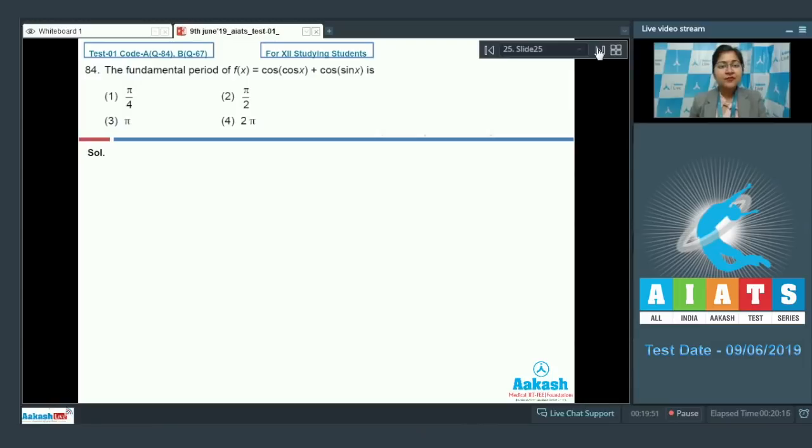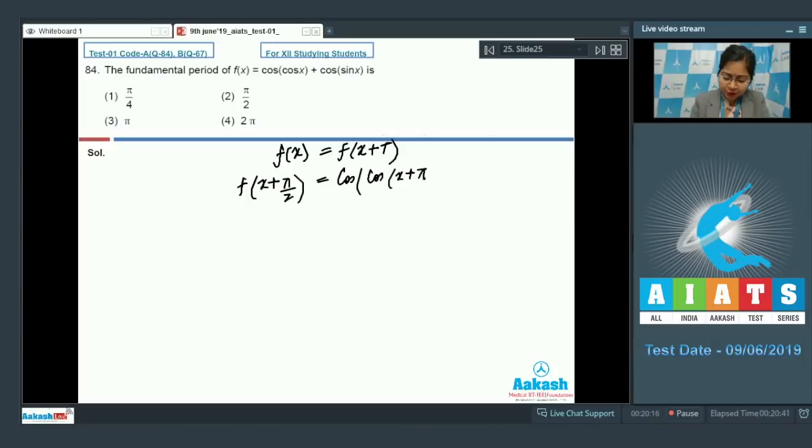Next is question number 84, where we have to find the fundamental period of the function f(x) equal to cos of cos x plus cos of sin x. Now here we know that for period f(x) should be equal to f of x plus T. Now if we find f of x plus pi by 2, so that will be equal to cos of cos of x plus pi by 2 plus cos of sin of x plus pi by 2.